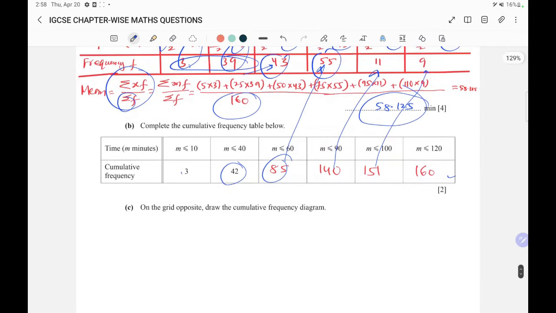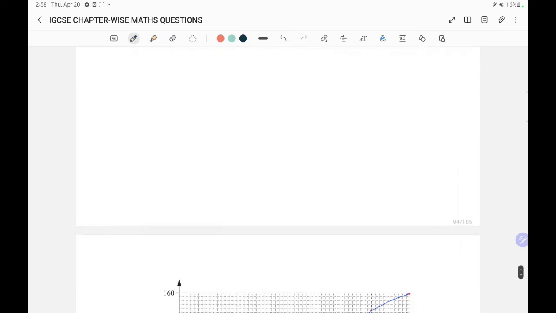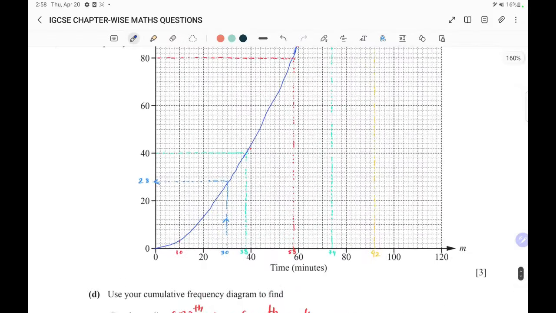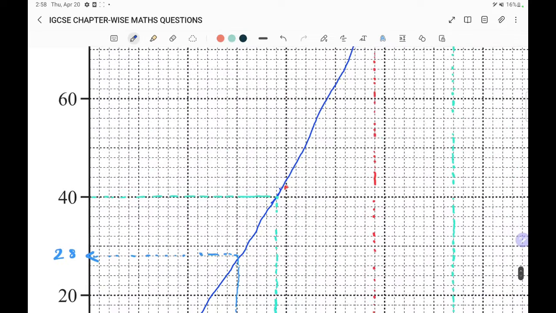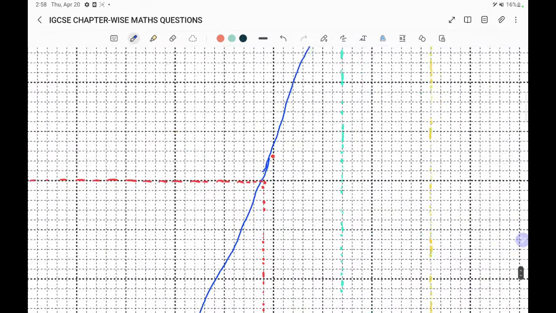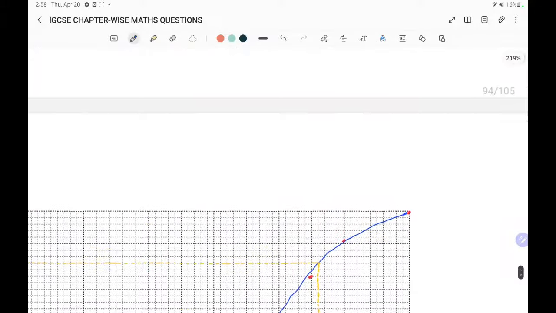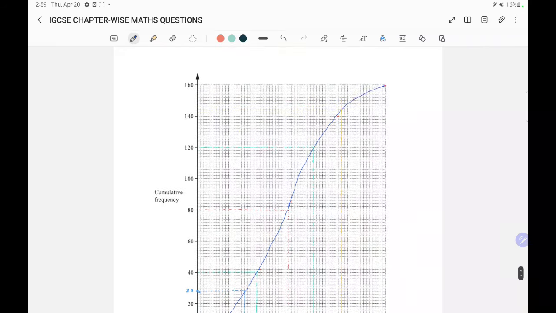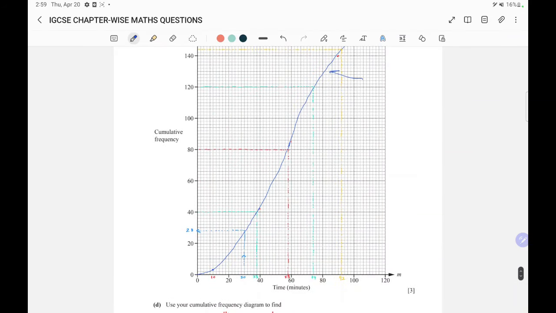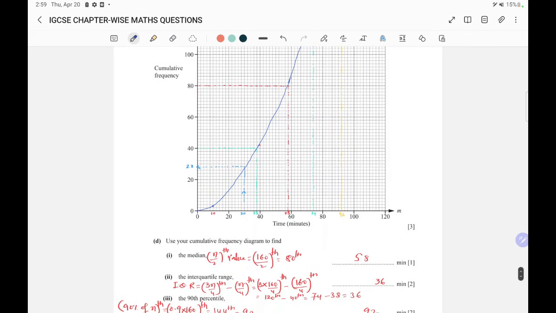How do we define a cumulative frequency diagram? When time is 10, then cumulative frequency 3, then 40, like 10, 3, 10, 40, 42, 60, 85. So here I have plotted. You can just check. 1 point was here, 1 point was here, 1 point was here. Okay, so I plotted those points and then I joined them by a curve. I got this curve, this blue one. Now next, use the cumulative frequency diagram to find the median.